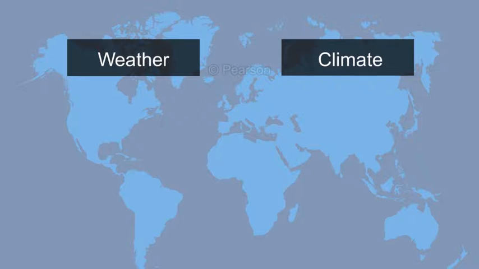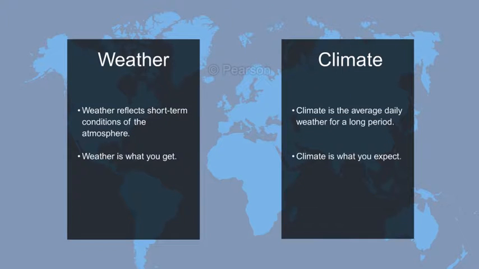Grade 5, Chapter 4, Weather and Climate. Weather and climate are the two atmospheric phenomena that are used to describe the conditions of the atmosphere. Let us understand the differences between the two.